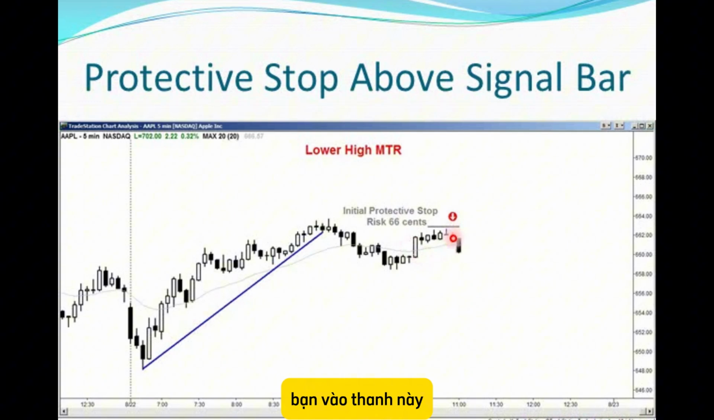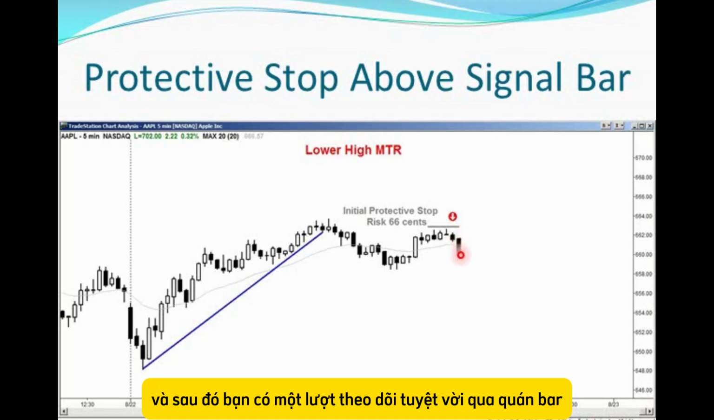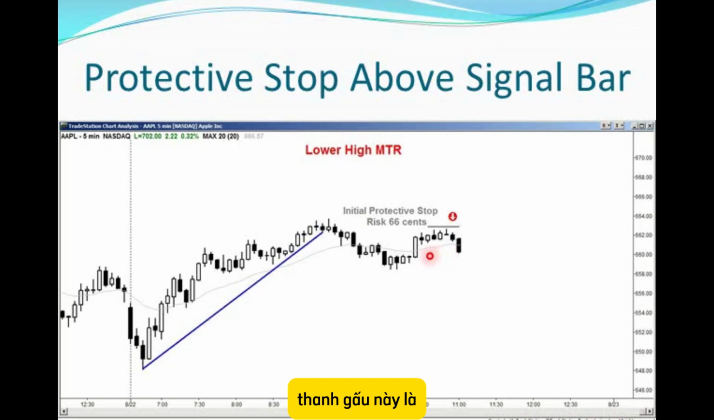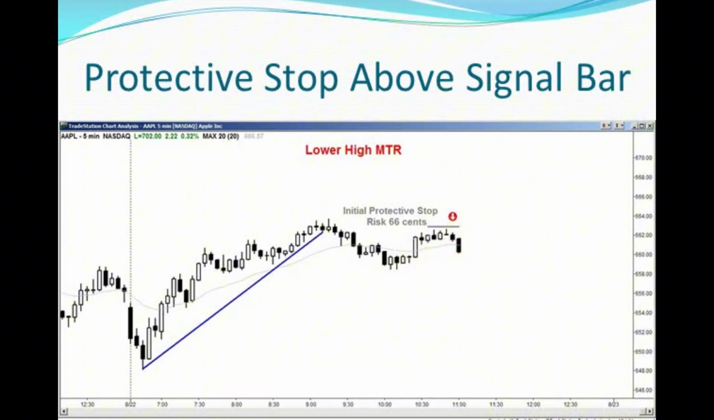You enter on this bar, and you have a good looking entry bar, not very big but closing on its low, and then you have a great follow through bar. So now you have a 2-bar reversal. This bear bar is basically totally erasing this bull bar. On some higher time frame chart, maybe a 30-minute chart or a 60-minute chart, this is probably a reversal bar.